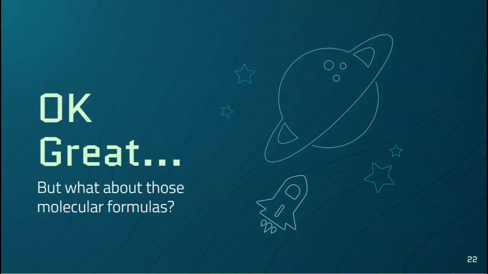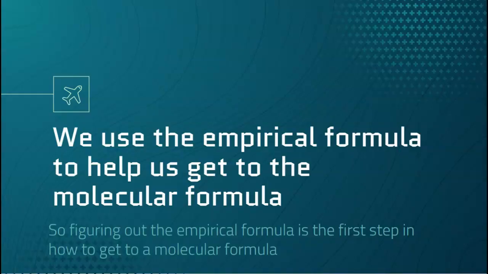So that's empirical formulas, not too bad, hopefully. But now let's talk about those molecular formulas, the other part. How do we figure out those? Remember, empirical is the most reduced form, and molecular is going to be the actual formula. So we're going to use our empirical formula to get the molecular formula. So it's helpful. We have to do it anyway. So now you already know how to do that. So that's kind of step 1, to get our empirical.